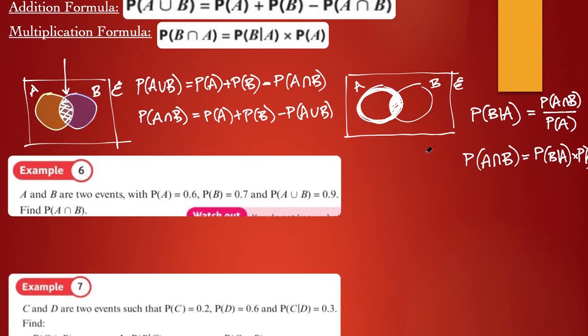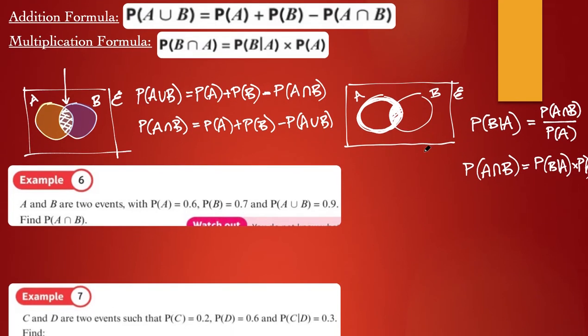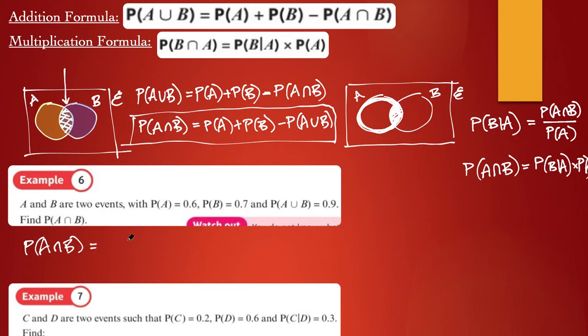Right, so I'm going to explain how we would use these formulae with the examples from the textbook. So first example, A and B are two events. We're given probability of A, B, and the union. Find the intersection. That is literally just dropping these into the formula. So probability of A intersection B, this version of the formula. I would write this out every time when you're answering the questions because it reminds you of exactly how the formula works.